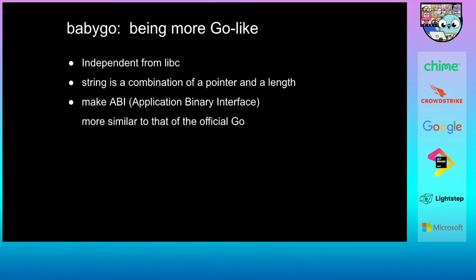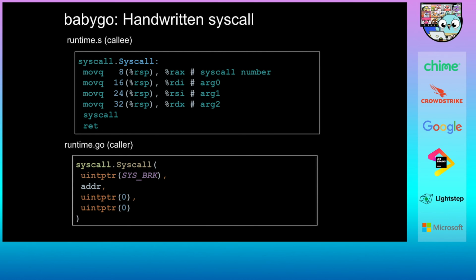I wanted babygo to be more Go-like internally. I kept it independent from libc. I designed string as a combination of a pointer and a length, and I made ABI more similar to that of the official Go. This is my handwritten syscall. The function syscall.Syscall is implemented in assembly, and Go code in runtime can call it. I borrowed this design from the official standard libraries, and this mechanism helped me avoid using libc.